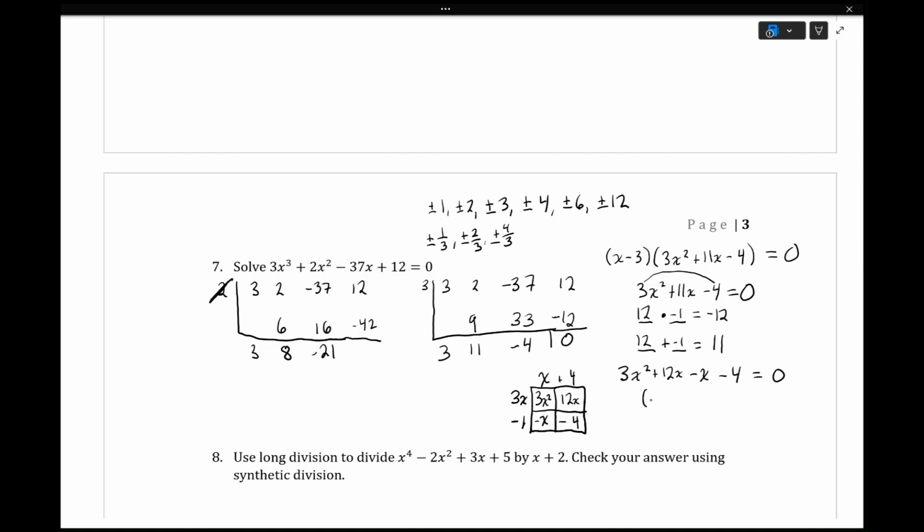So that means this factors to 3x minus 1 times x plus 4. So that gives me my other two zeros. I have x equals -4. And then 3x minus 1, I always like to solve that to make my life a little easier. I add the 1. I divide by 3, and I get x equals 1/3.